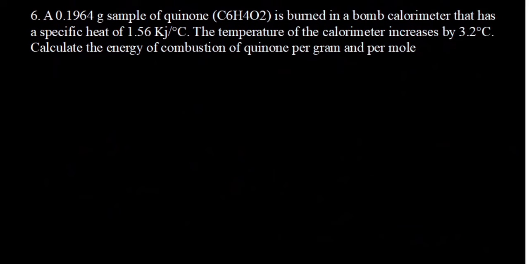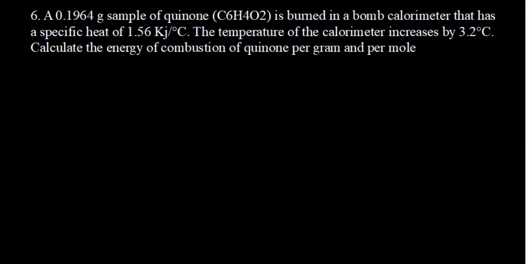Alright, question 6. A 0.196 gram sample of quinone with that formula is burned in a bomb calorimeter that has a specific heat of 1.56 kilojoules per degree Celsius. The temperature of the calorimeter increases by 3.2 degrees Celsius. Calculate the energy of combustion per gram and per mole.